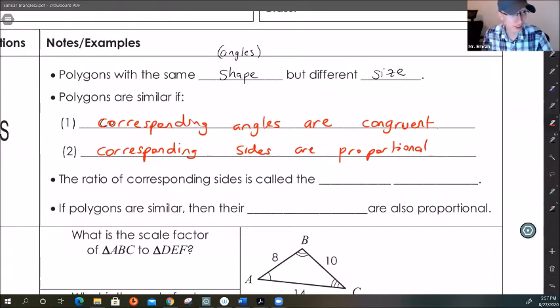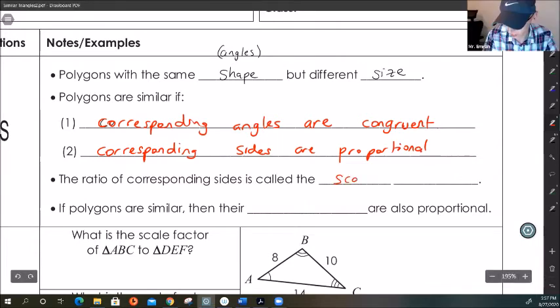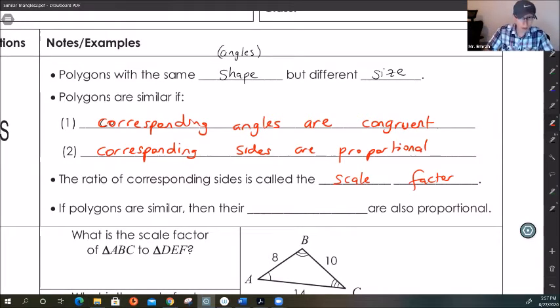Yep, proportional sides. Good job, Jaren. The ratio of the corresponding sides is called scale factor. What is it? Scale factor. That's correct. Some people know their similarity. Good job. If polygons are similar, then their perimeters are also proportional.